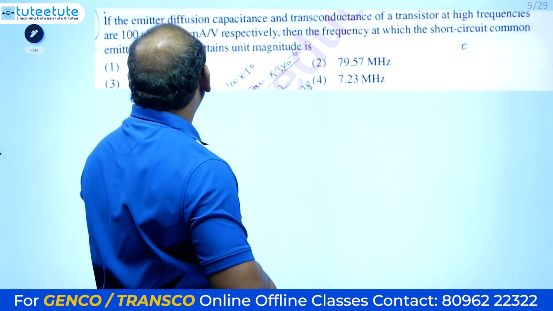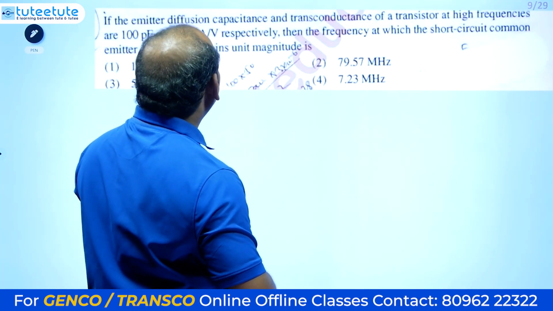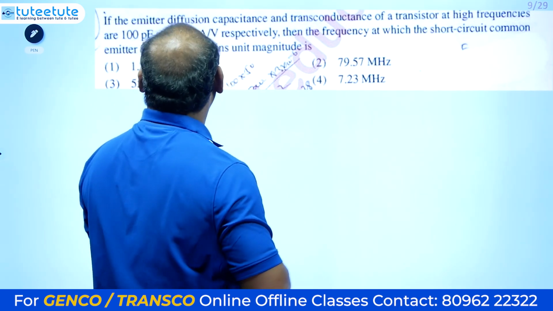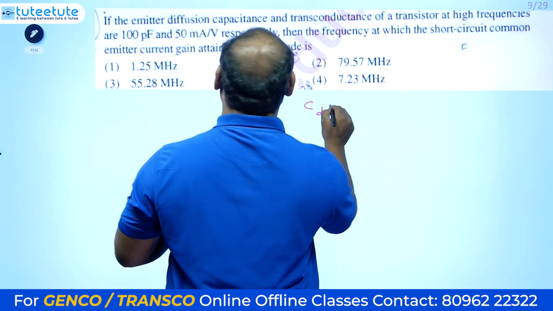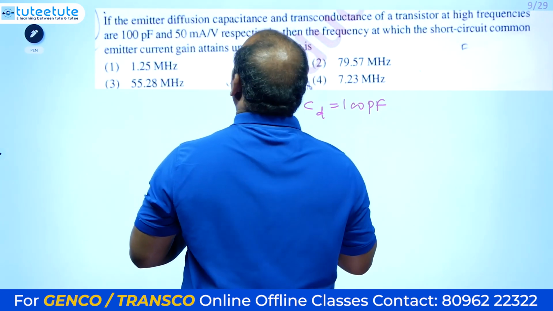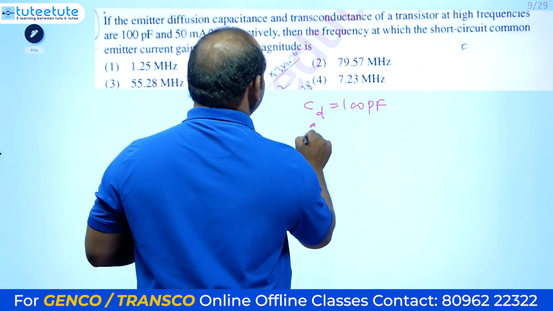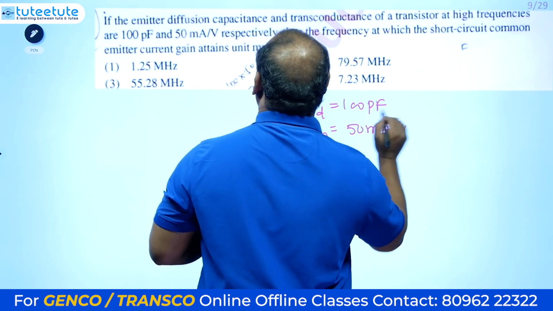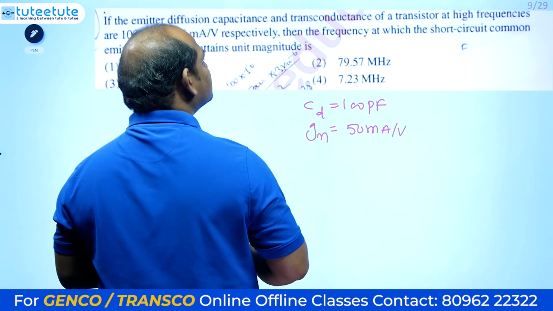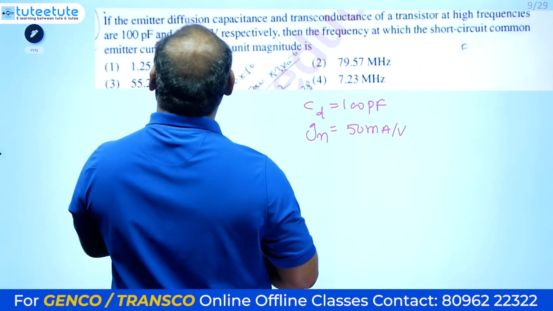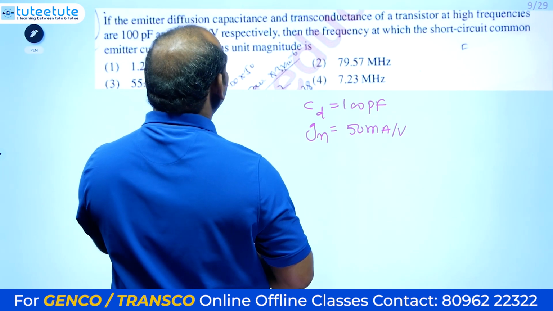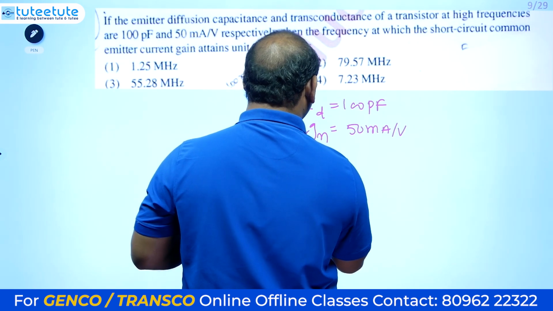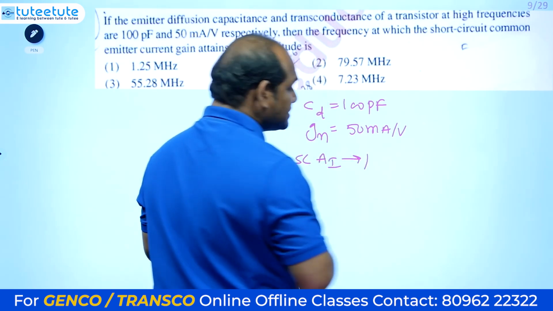Next one. If the emitter diffusion capacitance and transconductance of a transistor at high frequencies are given, the diffusion capacitance is 100 picofarad, and the transconductance, generally represented with gm, is 50 milliamps per volt respectively. Then the frequency at which the short circuit common emitter current gain attains unity magnitude. Short circuit current gain achieves unity magnitude. This is what they have asked.